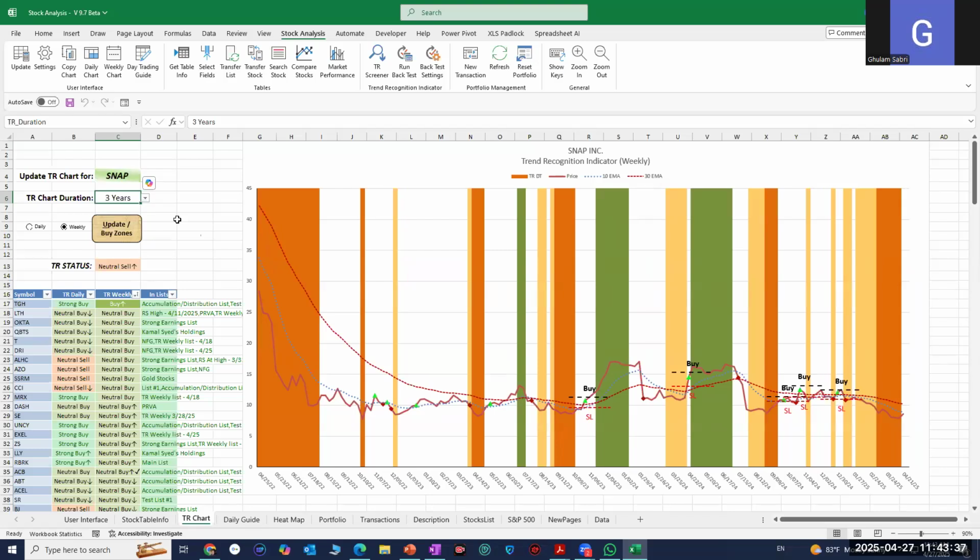Again, Snap has just come out of a strong zone. It's a neutral sell. It's no longer in a buy zone. So are you going to buy it? No, I won't, because I'm more of a conservative investor, and I normally look for a strong uptrend, because chances are better when you are in this green zone and you're just at this buy point that you will have at least 15% or 10% of gain.